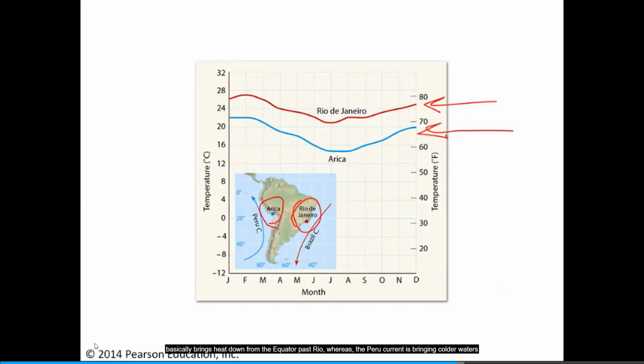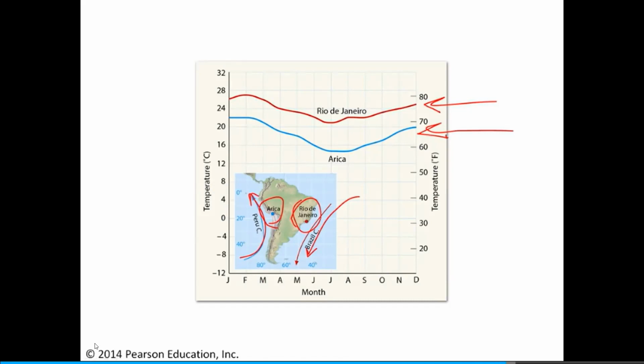The Brazil current basically brings heat down from the equator past Rio, whereas the Peru current is bringing colder waters up the coast past Atacama. Now, that's temperature, but what do you think would happen in terms of precipitation in these two different regions? Well, hopefully you had a second to think about it.